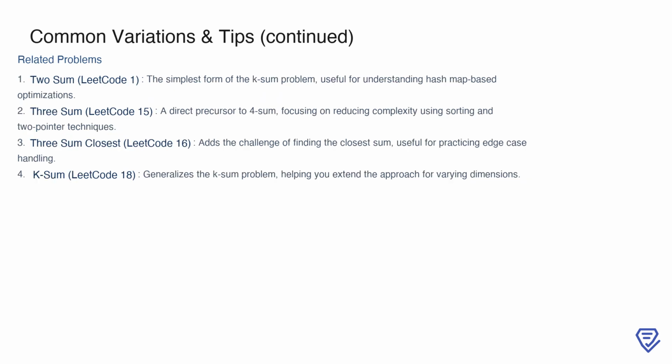The foursome problem is closely related to several other LeetCode problems, which can help you build a deeper understanding of the k-sum pattern. Two-sum, for instance, is the simplest form of this family and is excellent for practicing hash map-based optimizations. Three-sum is a direct precursor to four-sum, focusing on reducing complexity using sorting and two-pointer techniques. For added complexity, three-sum closest challenges you to find the sum closest to a target, making it a great exercise for edge case handling. Lastly, the generalized k-sum problem extends the approach to any dimension, helping you adapt and scale your solution methodology.